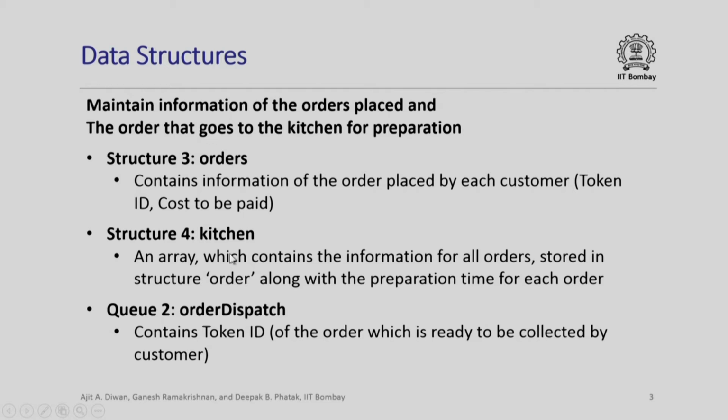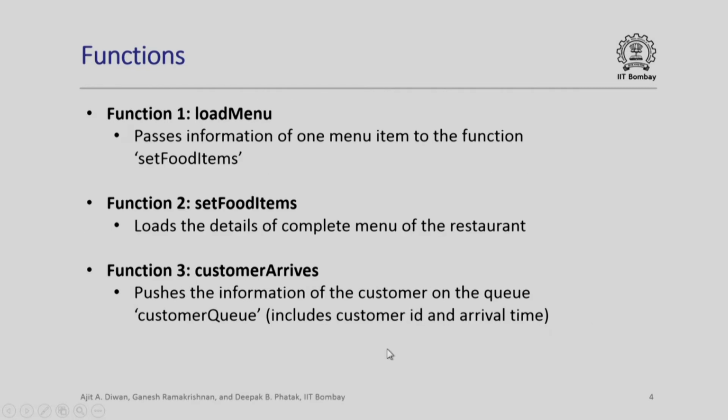So, in order to dispatch these orders, which are handled by another queue called order dispatch, we need to sort this array on the increasing order of the preparation time, so that the order which requires minimum preparation time goes out first, and so on. Finally, all orders which are ready for dispatch will end up in order dispatch queue, which contains the token ID of the order which is ready to be collected by the customer.